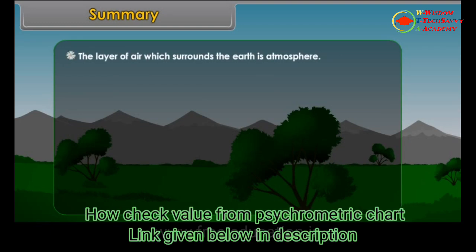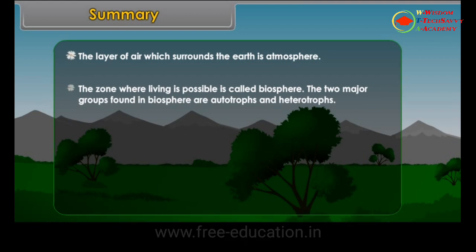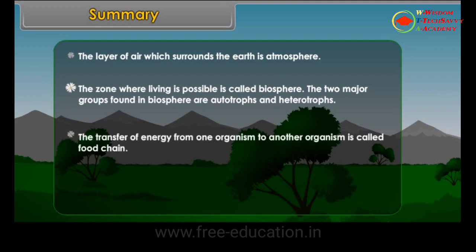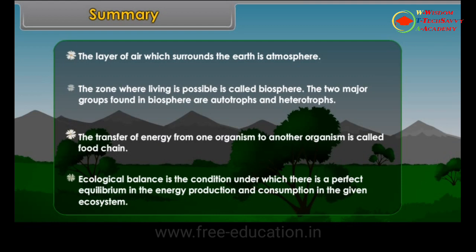The two major groups found in biosphere are autotrophs and heterotrophs. The transfer of energy from one organism to another organism is called food chain. Ecological balance is the condition under which there is a perfect equilibrium in the energy production and consumption in the given ecosystem.